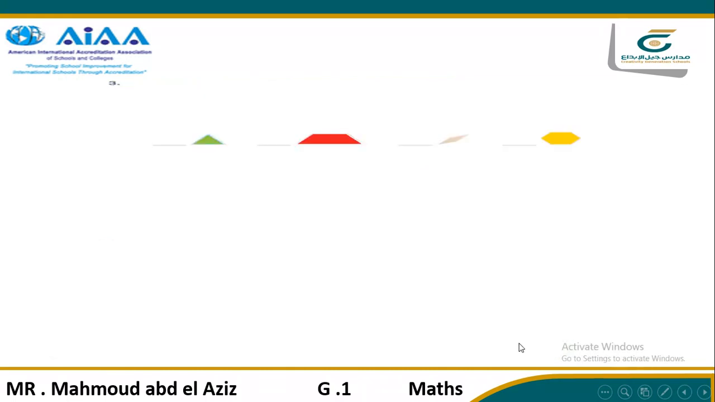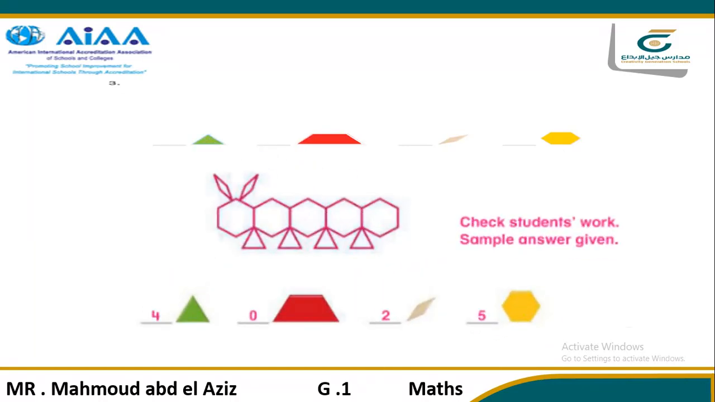With another question here, we have triangle, trapezium, and this shape is a parallelogram, and we have here hexagon. So our shape is a worm. So how many hexagons do we use here? Let's count them: 1, 2, 3, 4, and 5. So we have here 5 hexagons, and we have here 2 parallelograms, that's the first one and the second one here.